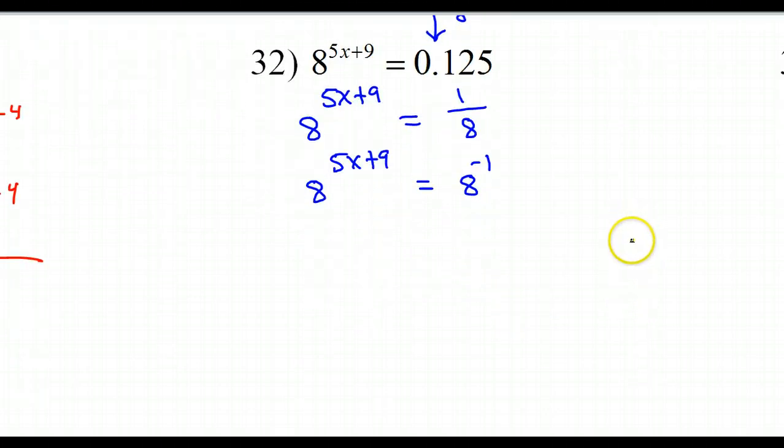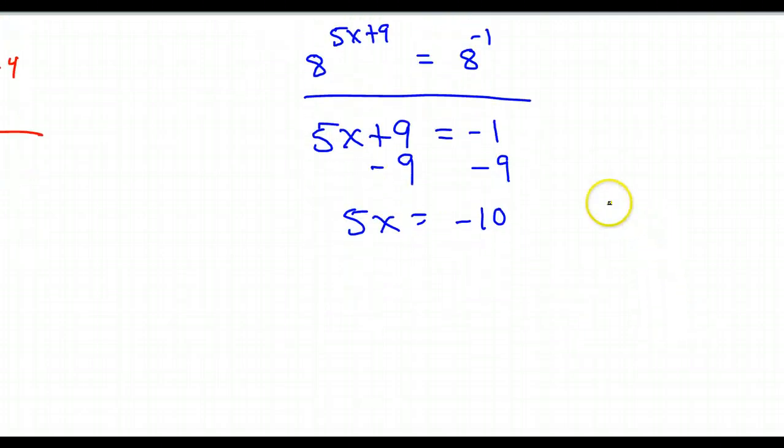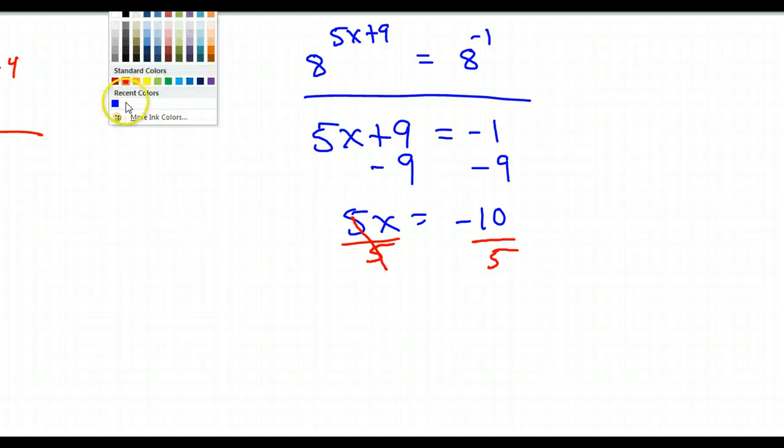All right, not too bad. So, if the bases are the same, the exponents are going to be the same. So I can go ahead and write 5x plus 9 is equal to negative 1. So if I just solve this, I'm done. Subtracting 9 from both sides gives me 5x equals negative 10. And then dividing both sides by 5, I get that x is negative 2.